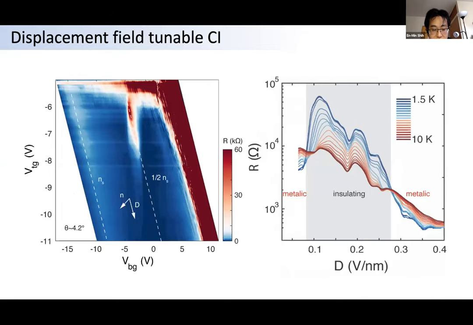This correlated insulating state turned out to be quite sensitive to the displacement field. As we vary the displacement field, the resistance peaks at a certain displacement field and can be tuned to a metallic state at lower and upper critical displacement field values, as shown in the temperature dependence on the right. The system shows a clear metal-insulator transition at two points.